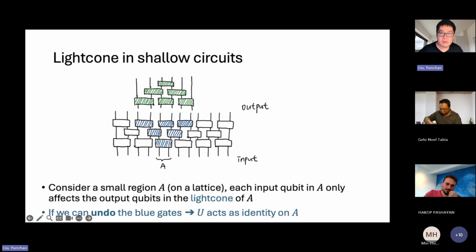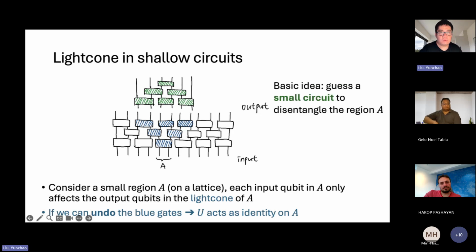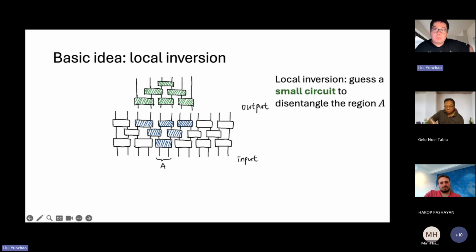So here is a basic idea. Since we don't know what the blue gates are, maybe we can try to guess a small circuit like the green one in order to disentangle the region A. And then after coming up with this green circuit, we can then test whether A was indeed disentangled. So let me describe this more formally. We call this idea a local inversion, which is to guess a small circuit like the green one to disentangle the region A.